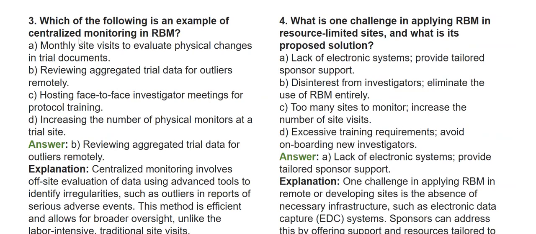3. Which of the following is an example of centralized monitoring in RBM, risk-based monitoring? Is it A, monthly site visits to evaluate physical changes in trial documents, or B, reviewing aggregated trial data for outliers remotely, or C, hosting face-to-face investigator meetings for protocol training, or D, increasing the number of physical monitors at trial sites? So an example of centralized monitoring in risk-based monitoring, RBM, is B, reviewing aggregated trial data for outliers remotely.